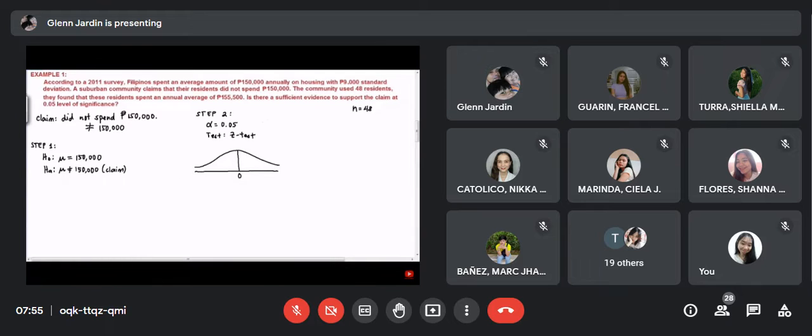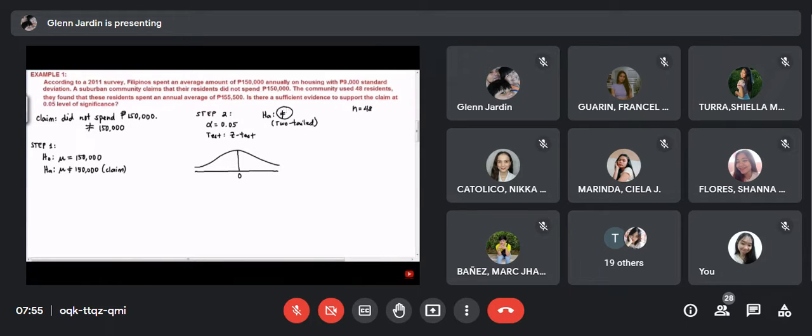So, babalikan nyo yung HA. Kapag ang HA ninyo ay not equal, ang magiging graph ninyo ay two-tailed. Okay? Ibig sabihin yan guys, two-tailed. So, ibig sabihin, dalawa yung buntot, kasi kaya nga not equal.